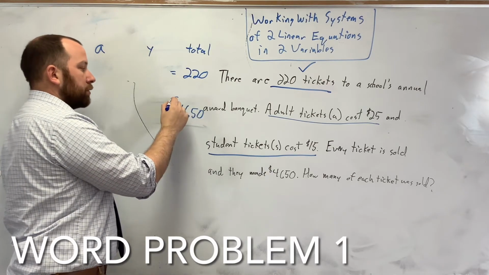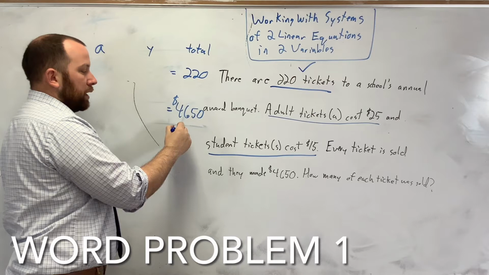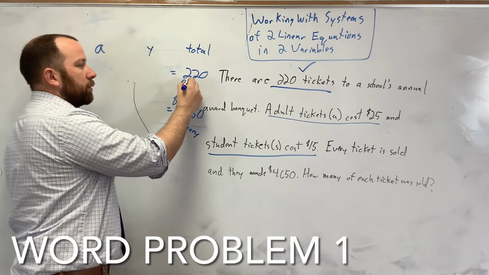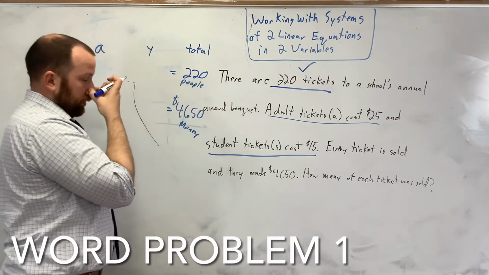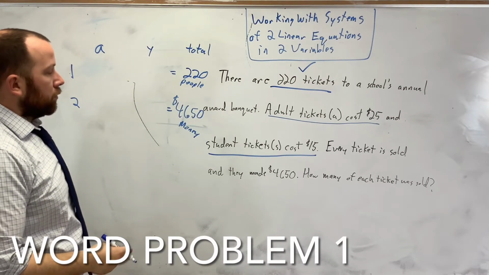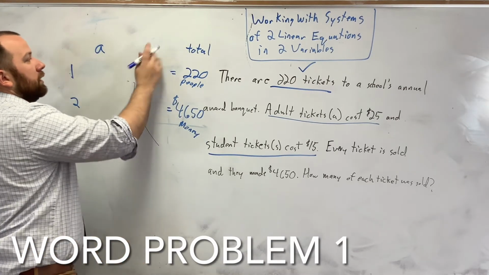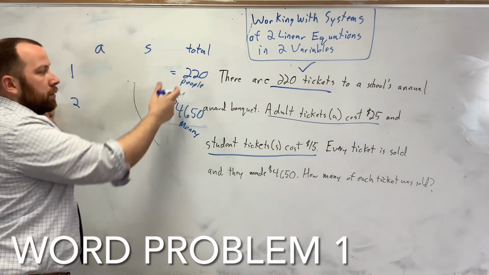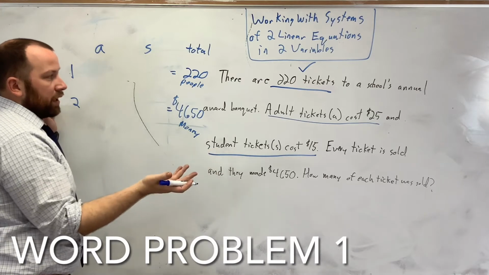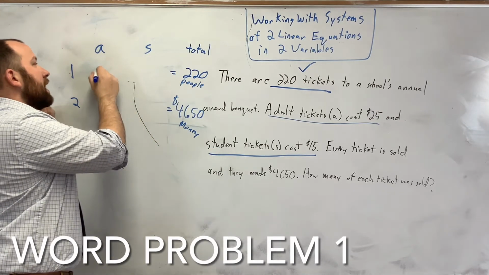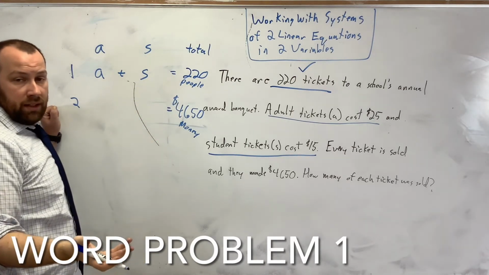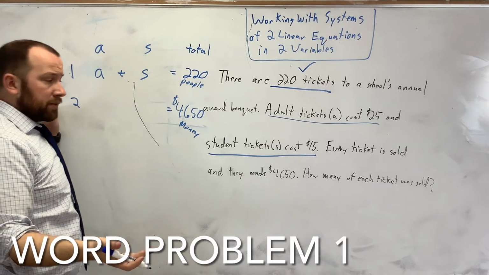I like to find my totals first. So this is dealing with money, and this is dealing with people. All right. So what type of people went to this? So a total of 220 people went because it says it sold every ticket. So if I just add my adults plus my students, it's gonna be 220 in the end. I don't have to switch anything else.